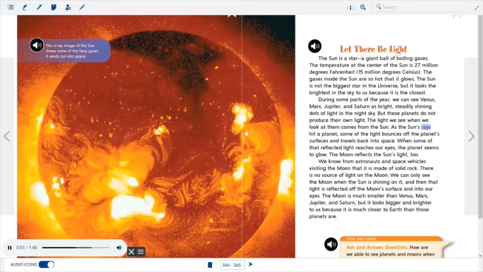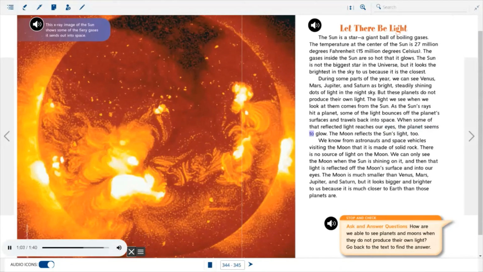As the sun's rays hit a planet, some of the light bounces off the planet's surfaces and travels back into space. When some of that reflected light reaches our eyes, the planet seems to glow. The moon reflects the sun's light too.